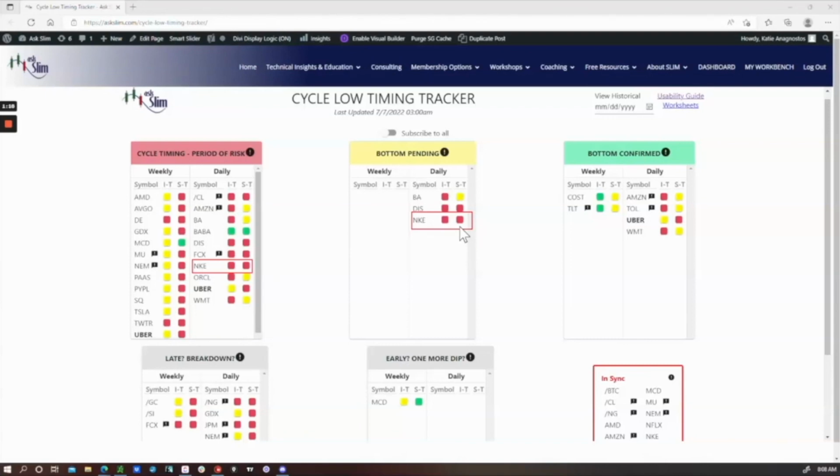and short term. Finally, the other place that Nike is found on here is down in this in sync box. Now the symbols in this box are ones that are currently in cycles on the daily chart that are ending within a period of time when we expect the weekly cycle to make its low. Generally speaking, because of that, those symbols are expected to show weakness and maybe even breakdowns in their current daily cycles as we move into the bottoming phase on the weekly chart.